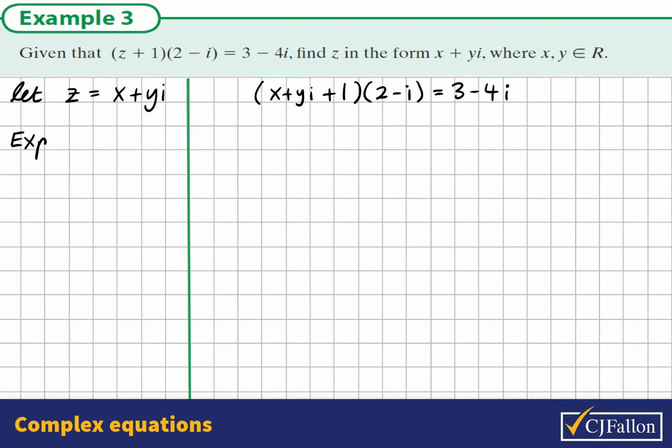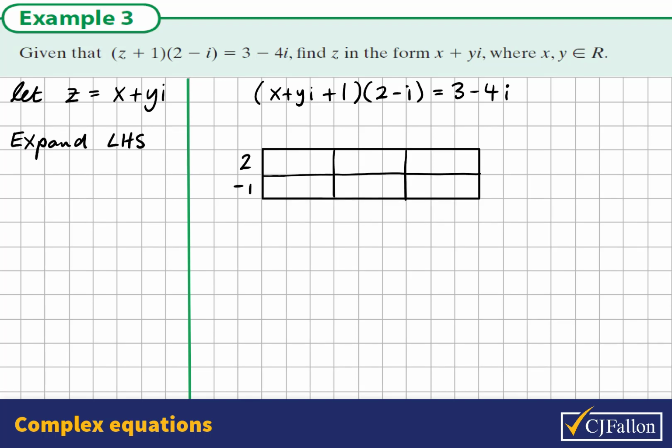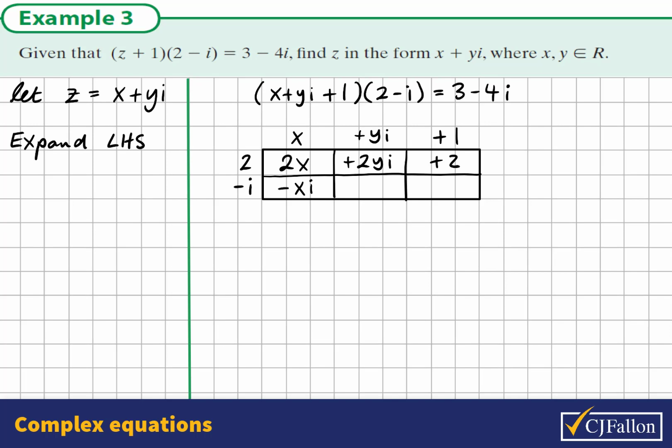So I'm replacing z with x + yi in our original equation. Now I might like to expand the left hand side of this. So we have a trinomial by a binomial. I might use the array to do this. Whatever way you organize it, there are going to be 6 different multiplications: 2 by x, 2 by yi, 2 by 1, negative 1 by x, negative 1 by yi, and negative 1 by 1. This gives negative yi squared, and a negative i by 1. And remember, i squared is equal to negative 1. So negative y times negative 1 becomes positive y.